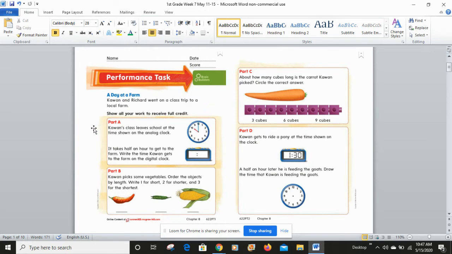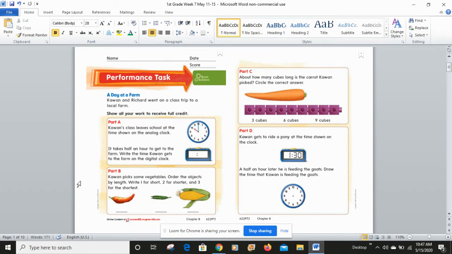So the first part, part A, Kwan's class leaves school at the time shown on the analog clock. So here's the time that they're leaving school. It takes half an hour to get to the farm. Write the time Kwan gets to the farm on the digital clock. So if we start here and it takes them a half an hour to get to the farm, what time would it be then? And write that time on the clock here.